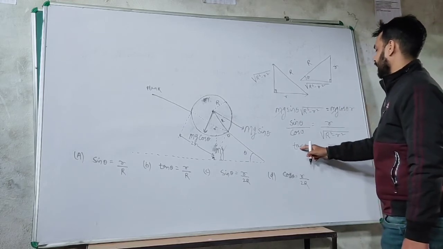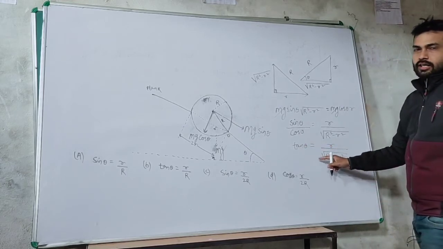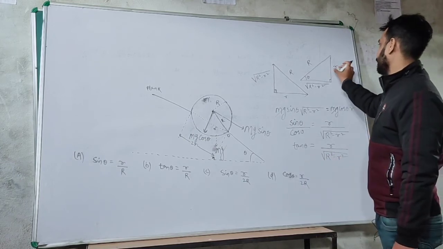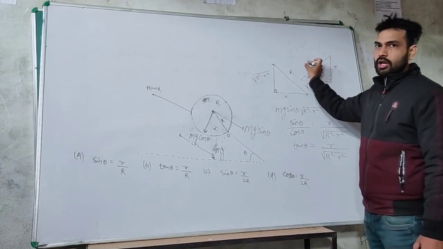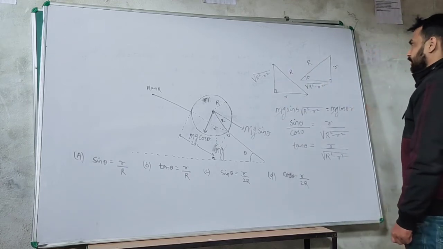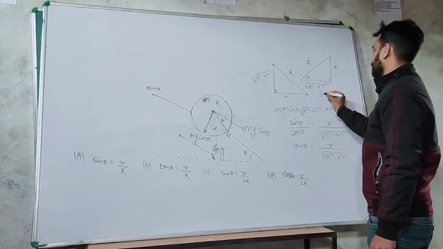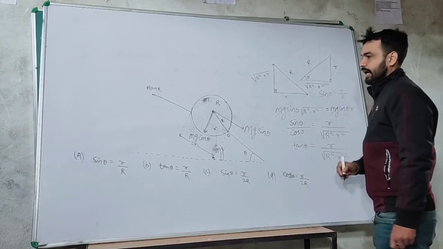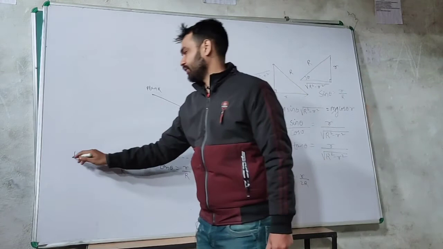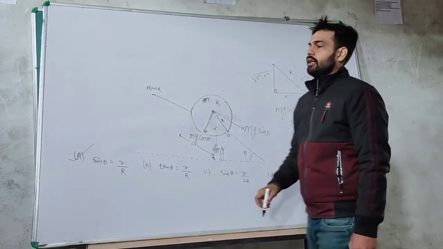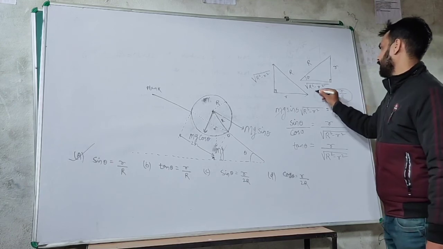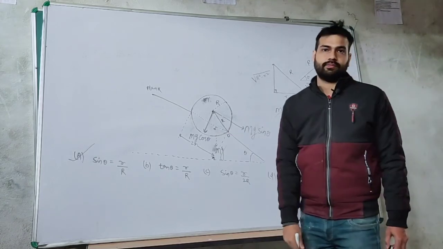Now, if the value of tan theta is small r upon root under capital R square minus small r square, then the value of sin theta must be small r upon capital R, and it is given in our option number 1. Hence, sin theta is equal to small r upon capital R. It must balance.